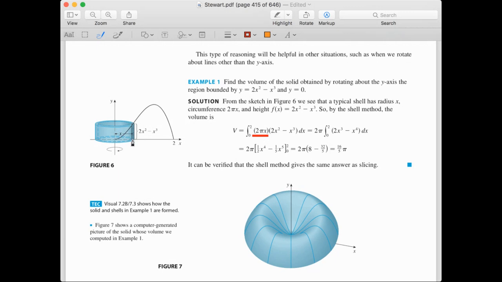Then the height of this, or the thickness of the rectangular box, is just this function value at this point. See that? It's f of x. f of x is 2x squared minus x cubed. Sometimes they use y, sometimes they use f of x, right? For us in the function world, we're just equating y with f of x.